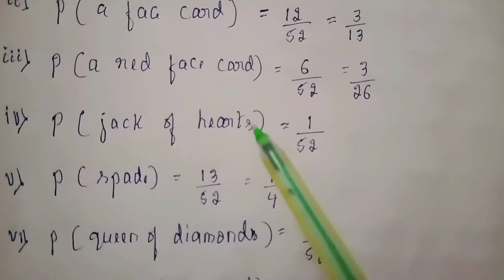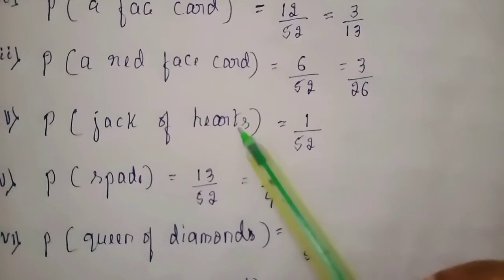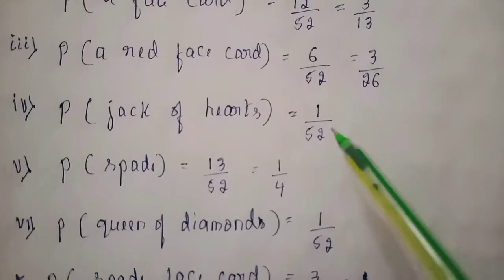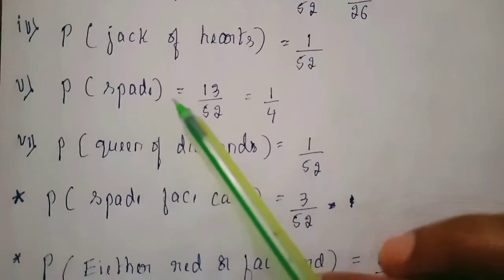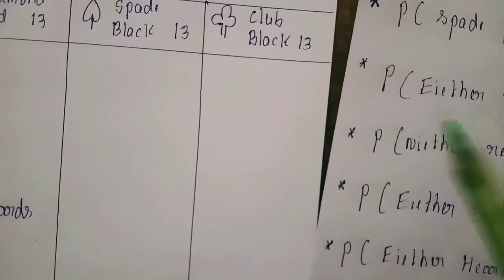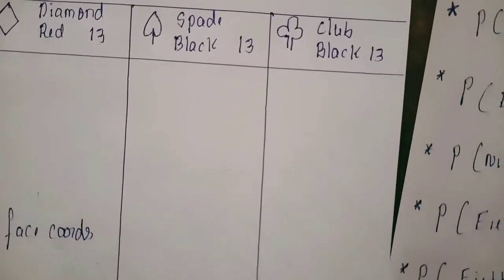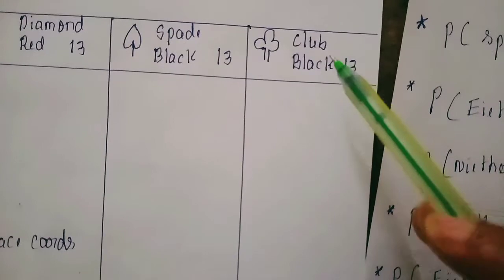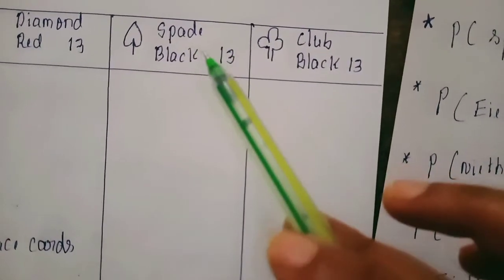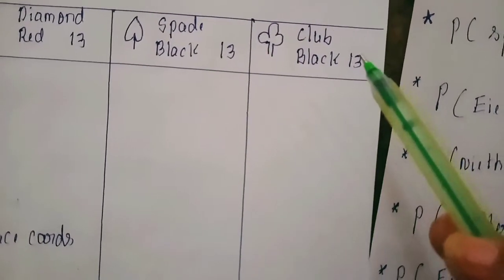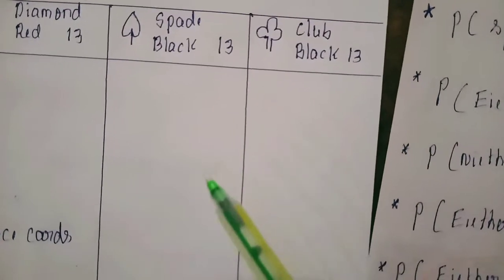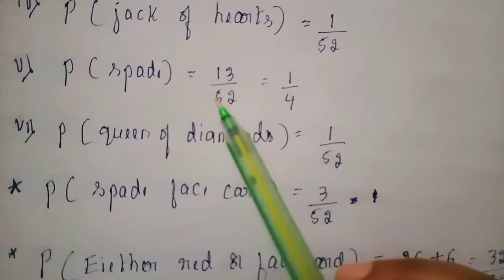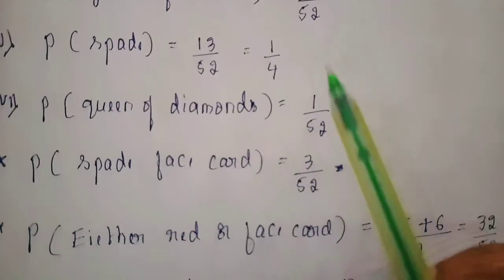Next, probability of jack of heart. When you go for the first column, heart. In heart, so symbol with heart has only 1 jack. So 1 by 52. Next, probability of spade. How many spades you have? You can see there are 13 spades. So he has mentioned the spade. If you mention club also, there are 13. If you mention color, black color, 13 plus 13. So like that you should concentrate on symbol and color also. So here he asked probability of spade. 13 by 52. 1 by 4.